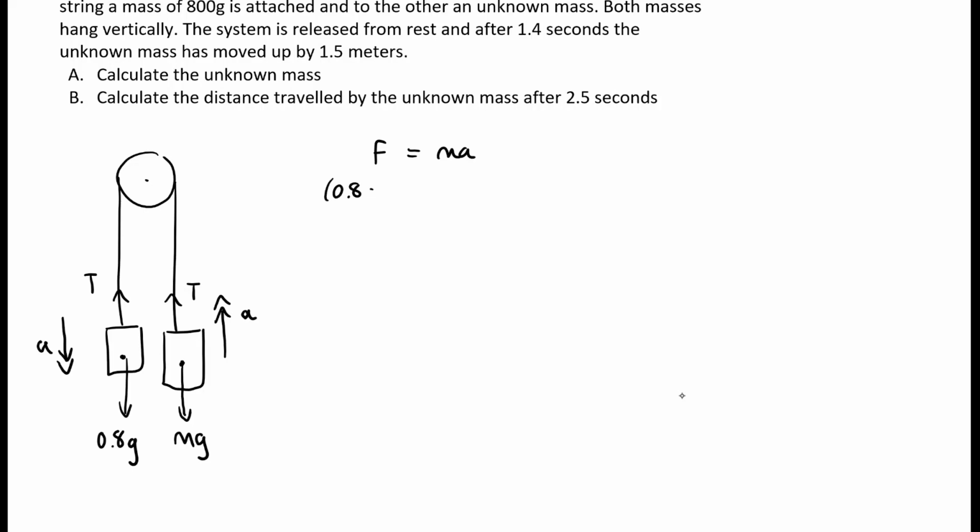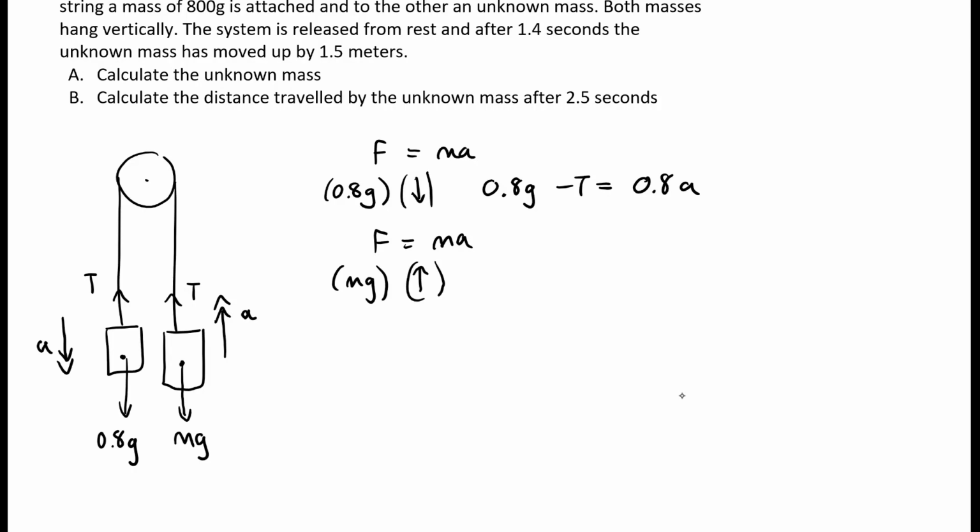So to the 800 gram mass, resolving with down as positive, 0.8g minus T equals 0.8a. Again applying F equals ma, but to the other mass, so to the weight mg, taking up to be positive because it accelerates up, T minus mg equals ma.